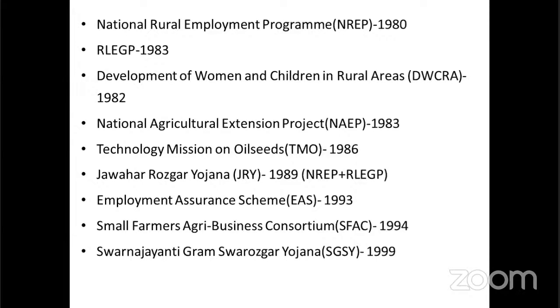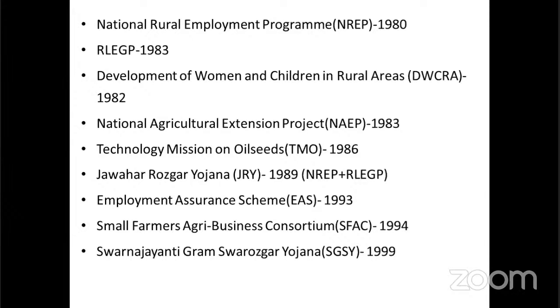Next one is the Employment Assurance Scheme, which came in 1993. We can compare it to MGNREGA, because it assured 100 days of work for a family. So we can say MGNREGA is an employment assurance scheme for 100 days for a family. Next we see the Small Farmers Agri Business Consortium (SFAC), which was launched in 1994.